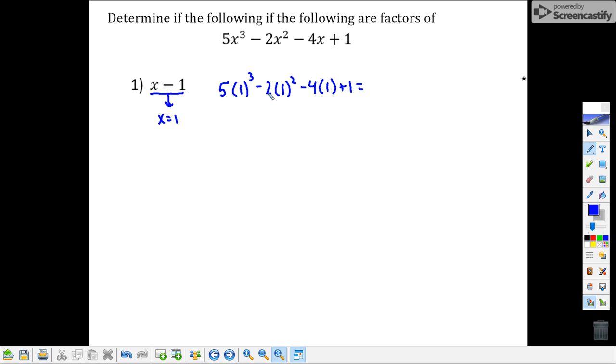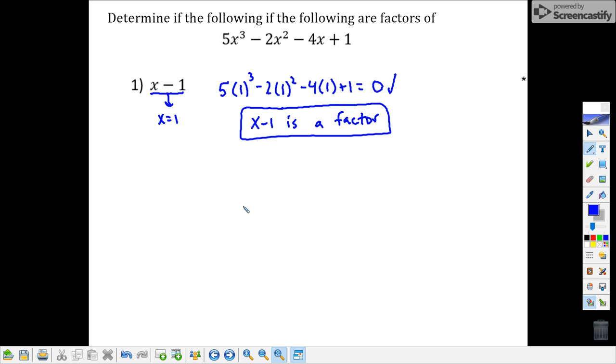Well, this would just be 5 minus 2 minus 4 plus 1. You do that, you do end up with 0. Since we get 0, that means our remainder will be 0. Therefore, x minus 1 is a factor. And by knowing that, next time we will then actually use x minus 1 to go ahead and find the rest of the factors. Just for kicks, let's go ahead and do one other.